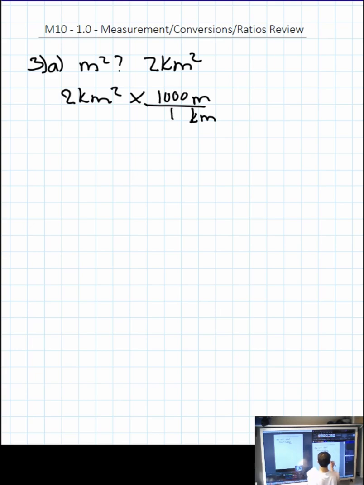But this only crosses off kilometers. So we're going to cross off kilometers from the bottom, then cross off the squared from the top. We still have kilometers. We need to cross off kilometers and get to meters squared. We have to times by the conversion factor again, 1,000 meters over 1 kilometer. And then now we can finally cross off kilometers on the bottom and kilometers on the top. Notice we have meters times meters, which is meters squared, and this is going to be 2 million meters squared.